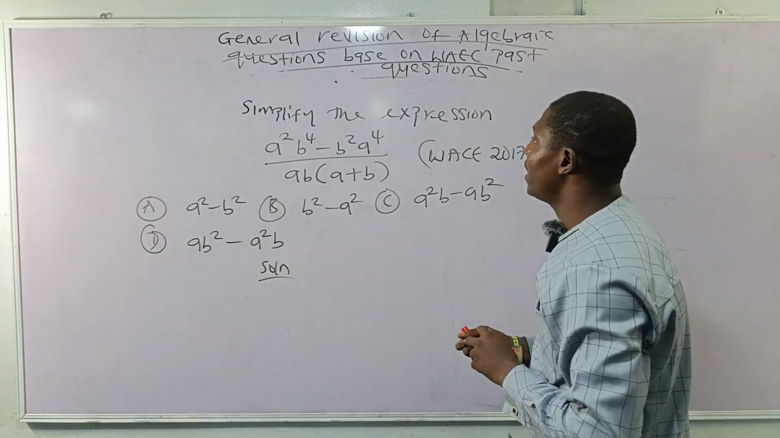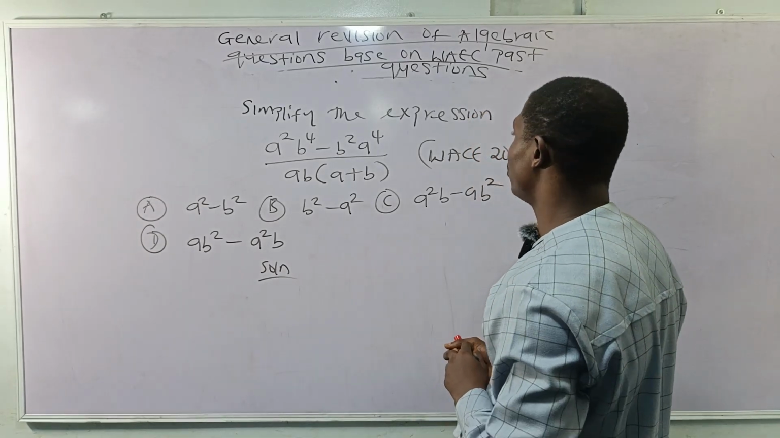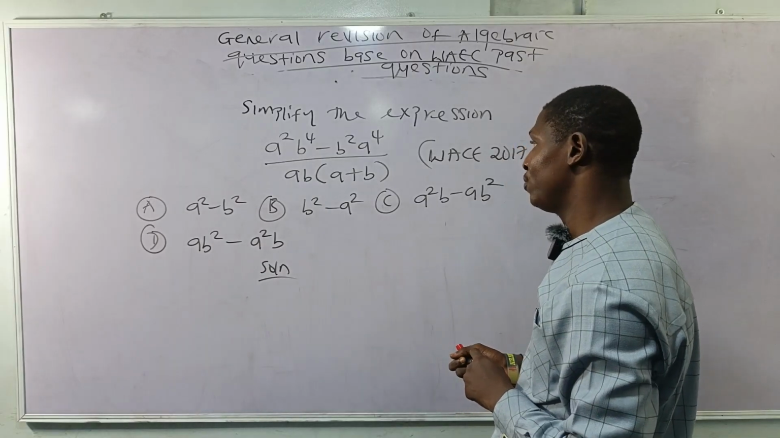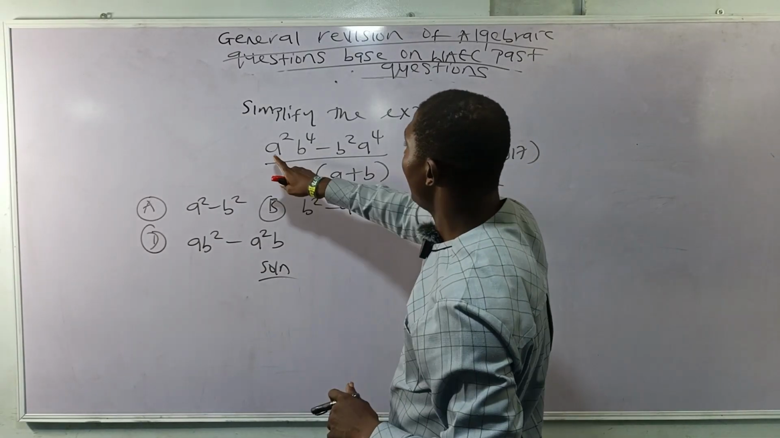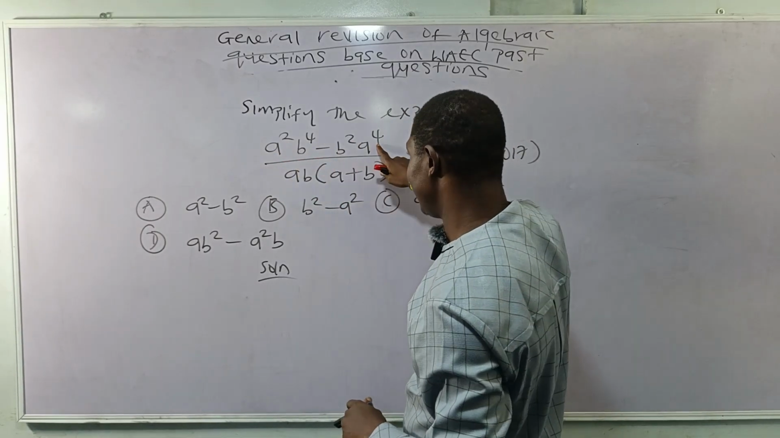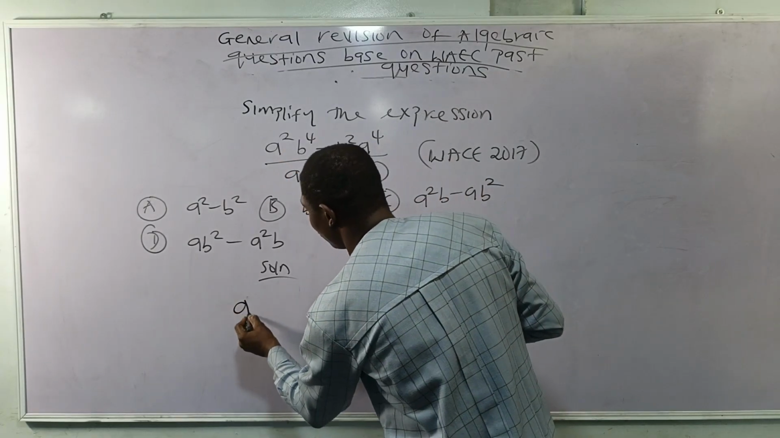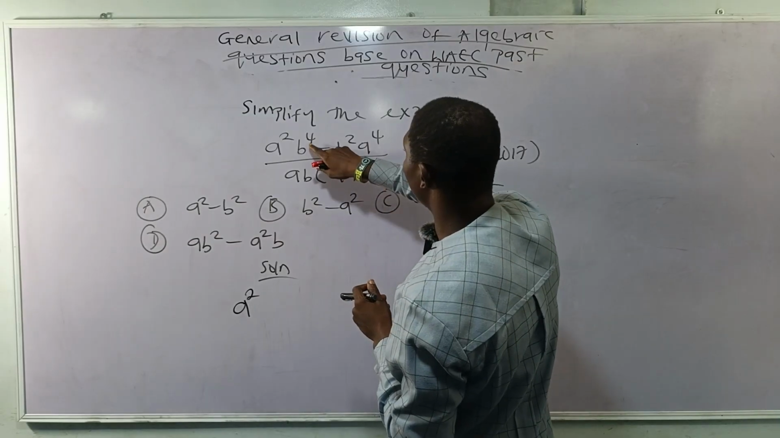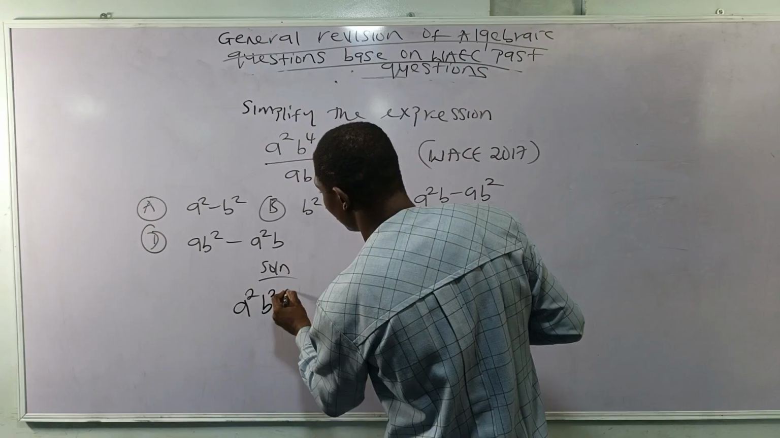So we have simplified the expression a raised to power 2, b raised to power 4 minus b raised to power 2, a raised to power 4 all over ab bracket a plus b. Now, if we observe, I have a here, I also have a here, but this is a raised to power 2, this is a raised to power 4. So I'll pick the smaller, which is a raised to power 2. I equally have b raised to power 4 and b raised to power 2. Here, I'll pick the smaller again, b raised to power 2.